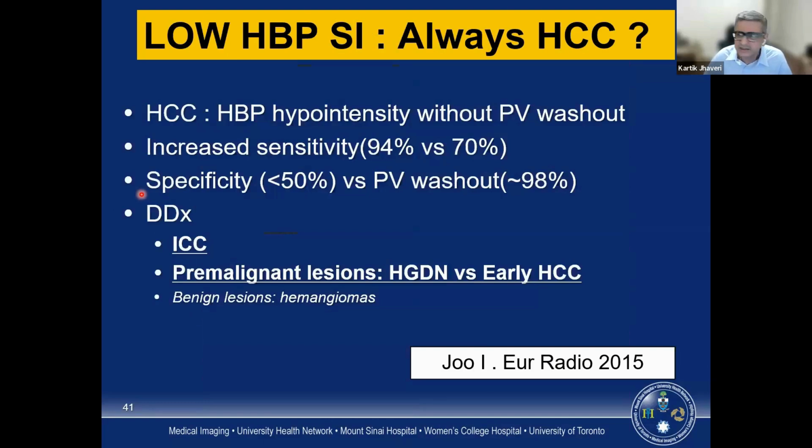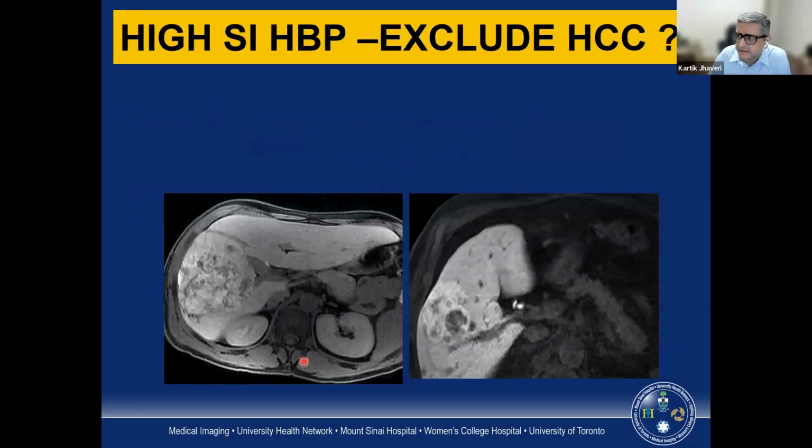And the answer is no, because you can have an intrahepatic cholangiocarcinoma, a metastasis, and more importantly, even pre-malignant lesions such as high-grade dysplastic nodules, as well as early HCC, which is the histological definition, can show hypointensity on the hepatobiliary phase. So there is a tendency to upstage these lesions into HCCs if you're using that as a sign to move it up to a LI-RADS 5 lesion. And as a result, you have to restrict it to the suspicious category and not to a definitive category for HCC. Remember, I said we can only use isointensity, but not hyperintensity.